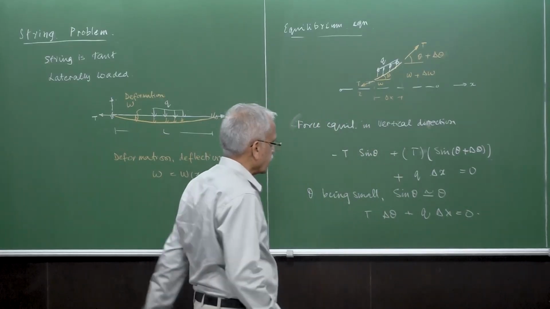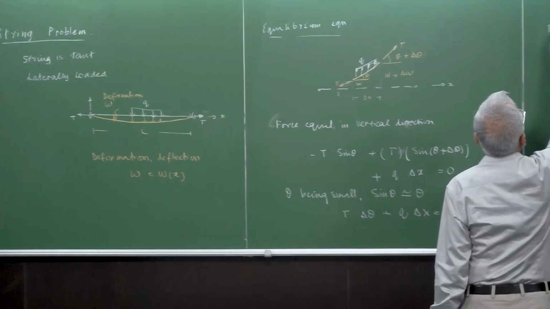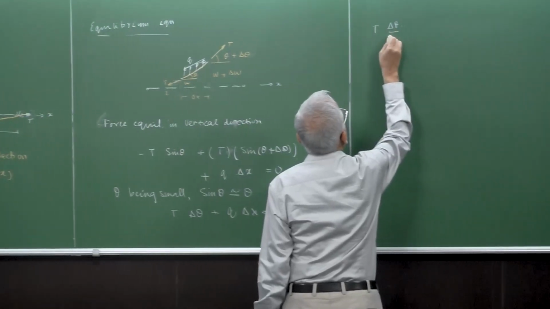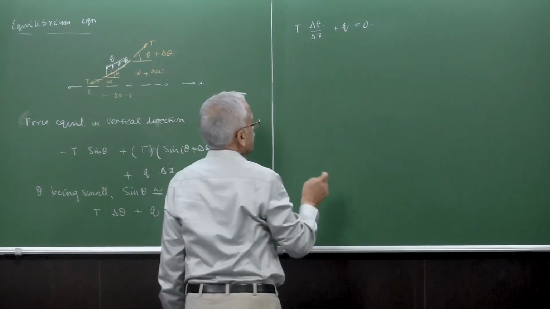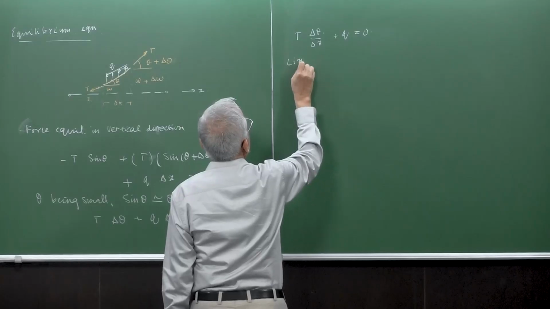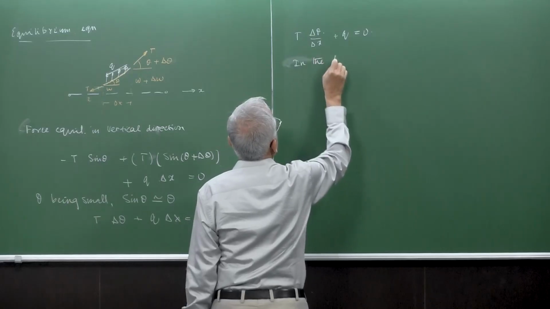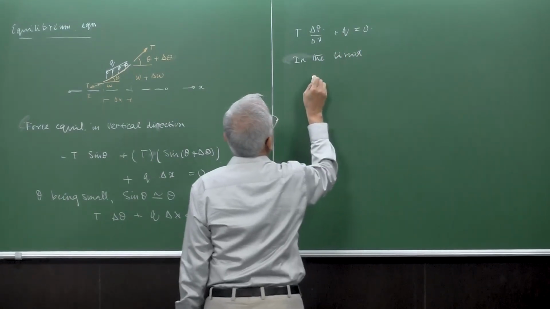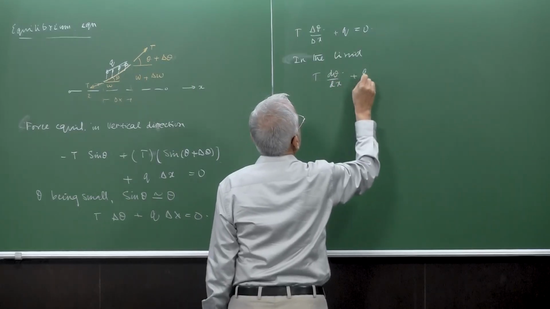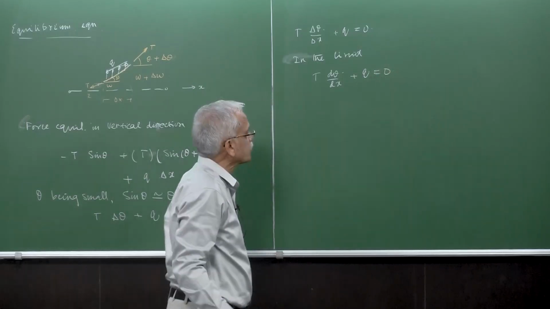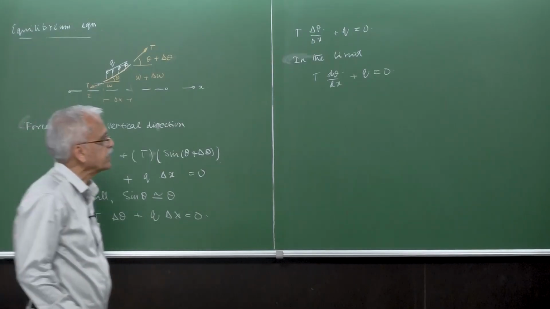And then you can also write that T delta theta by delta x plus q is equal to 0. And then in the limit, you have T d theta by dx plus q is equal to 0. Okay, so this is the governing equation of force equilibrium in the vertical direction.